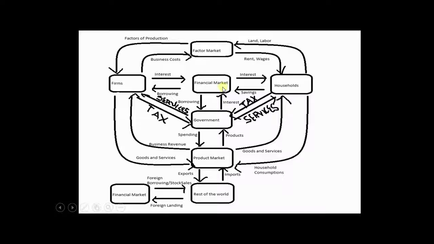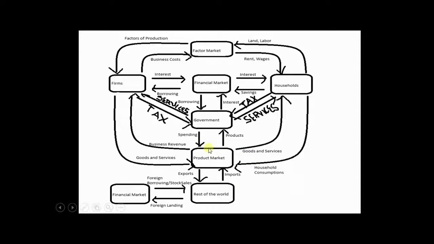So they get money for loaning out money to the government. Between the government and the product market, the government receives products in exchange for spending. One key word to remember is expenditures, which essentially just means government spending, and you'll see that on the AP exam.